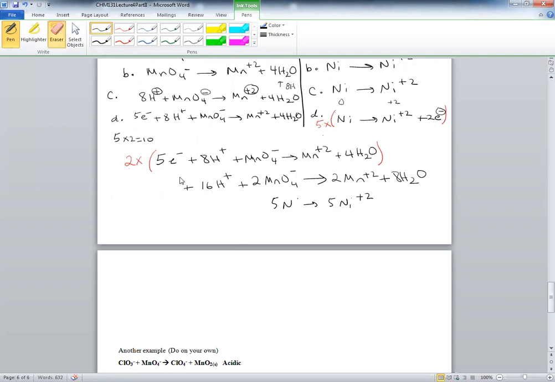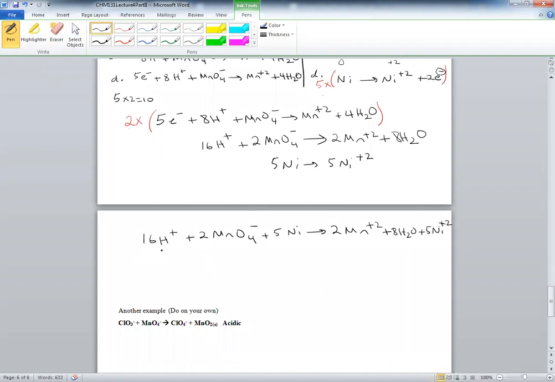Okay, so now what I'm doing is I'm adding all of the reactants and all of the products. So it doesn't matter what order you do it. So you can do this and then that. So it says 16H plus 2MnO4 minus plus 5Ni equal 2Mn plus 2, 8H2O, and 5Ni plus 2. Okay, I gotta make this a little bit more visible here. Let me just shrink them here so we can show the nickel. Very well.